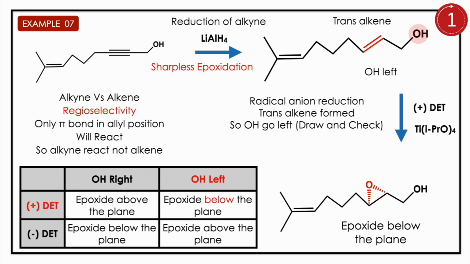So the allylic triple bond got reduced to the trans form. You got trans alkene. If you are interested, go and study it separately. It is a regioselective reduction, or you can call it chemoselective, because both are different functional groups. Finally, we got the required compound, which is allylic alcohol. If you find the position of OH, it's on the left side, plus TET you are using, so below the plane epoxide. So our final product is epoxidation happening below the plane. The concept you have to learn here is that the Sharpless reaction can be a part of large molecule synthesis or multi-step synthesis.